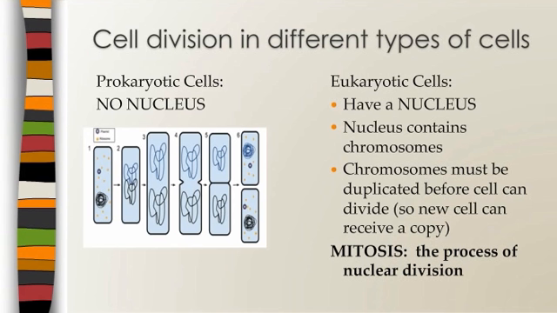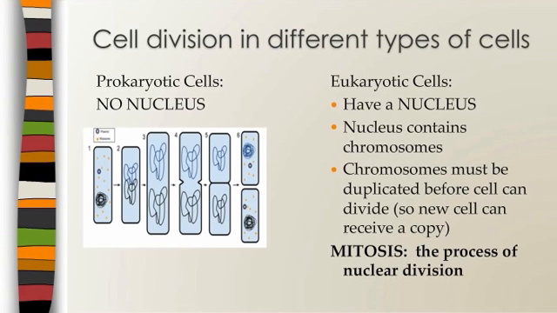So on your graphic organizer, in the space for prokaryotic cells, write that it is simple because there is no nucleus. The cell simply splits. On the other hand, in eukaryotic cells, it is much more complex. You will need to write in all the bullet-pointed information shown on this slide. Eukaryotic cells are more complex because they have a nucleus. This nucleus contains chromosomes. There's only one nucleus in a eukaryotic cell.